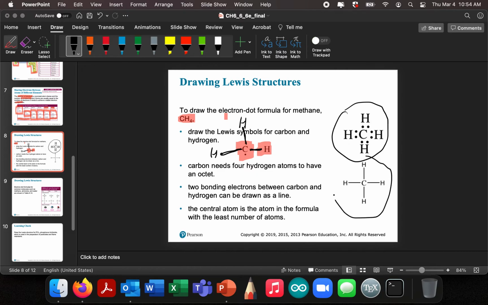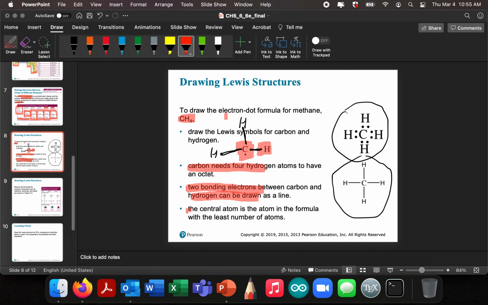You get what's going on, and you end up with a structure that looks like this or like this. Okay? The carbon really needs 4 electrons to form an octet, but that'll work nicely if you give it 4 hydrogen atoms, each of which can lend an electron, right? Carbon needs 4 hydrogen atoms. 2 bonding electrons between carbon and hydrogen can be drawn as a line, which I've said before. And the central atom is the atom in the formula with the least number.